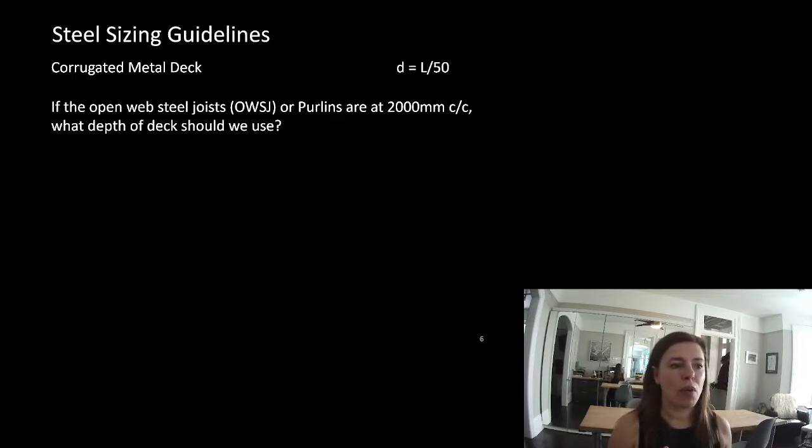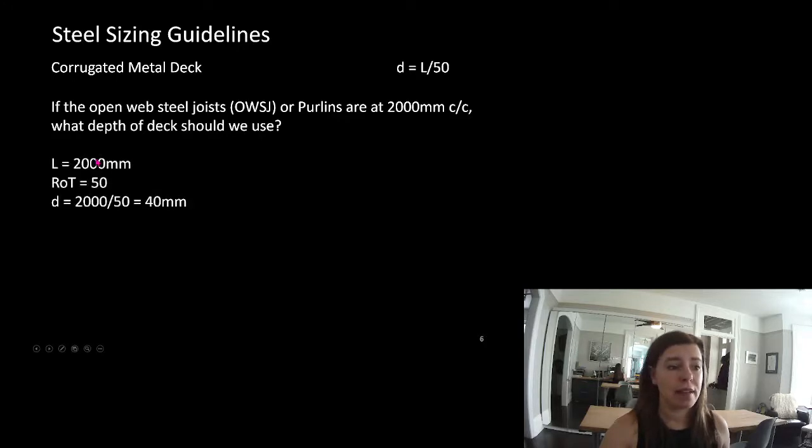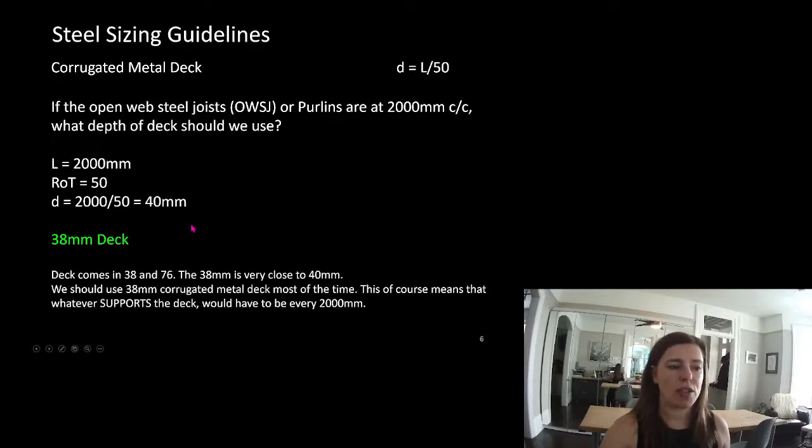So, if the supports are 2 meters on center, we know that we could use 38 millimeter metal deck. So length is 2,000, sizing guideline is 50, depth equals 2,000 divided by 50 or 40 millimeters, 38 millimeter deck. Here's a question. If deck comes in 38 millimeters and 76 millimeters deep, we're going to say 38 is pretty darn close to 40 millimeters.